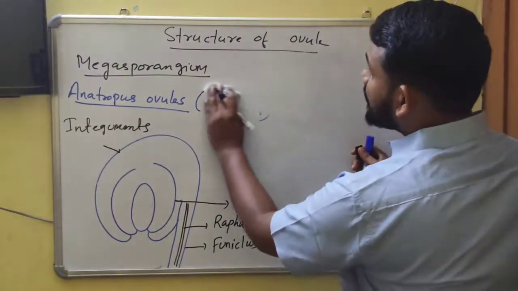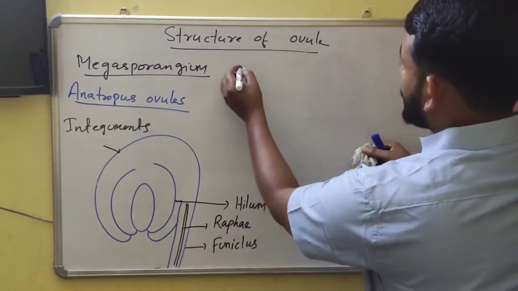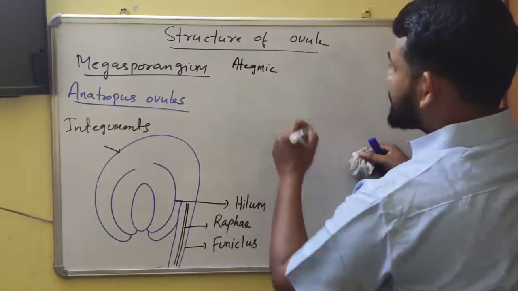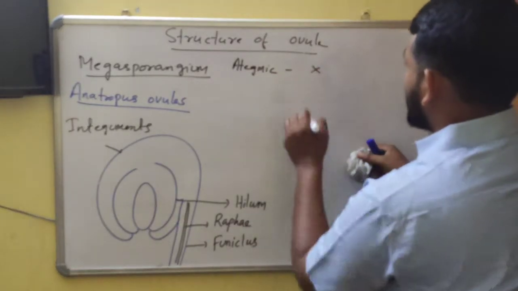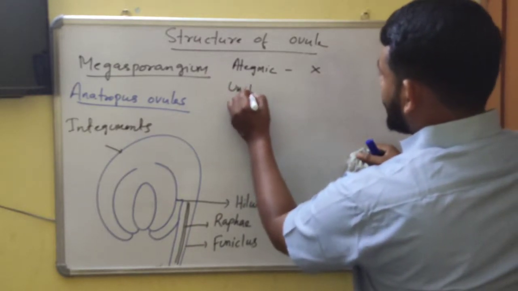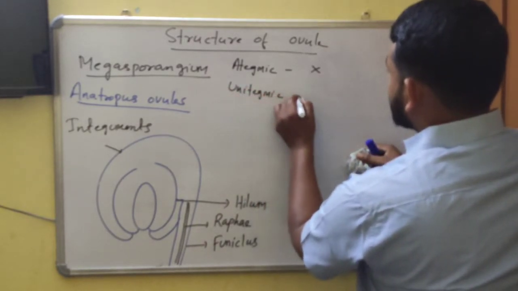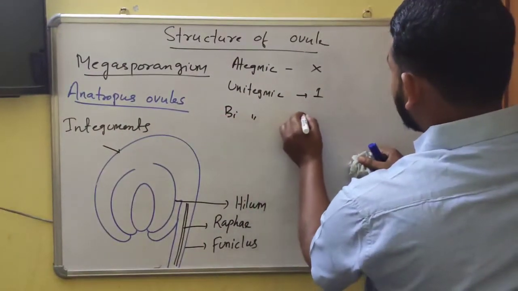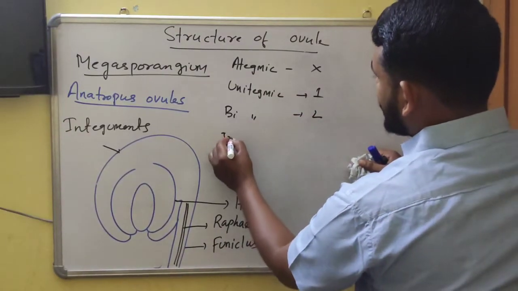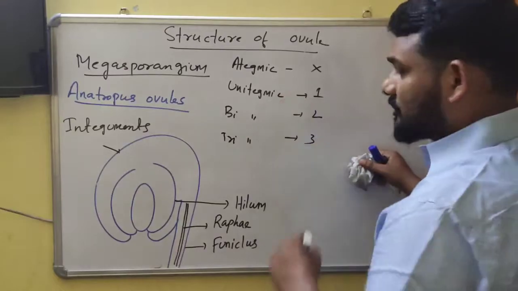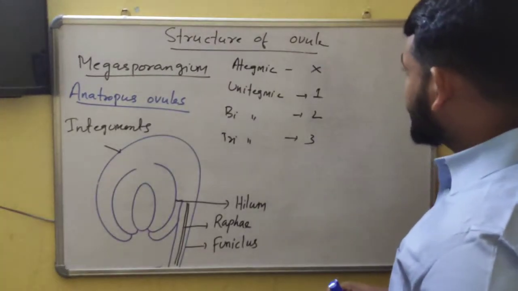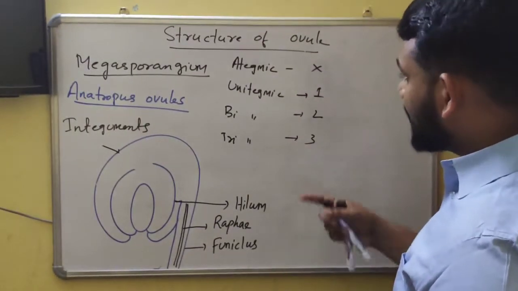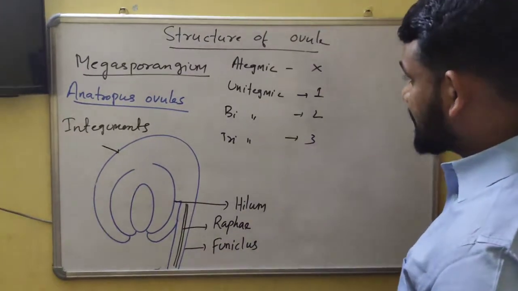Depending on the number of integuments, the angiospermic ovule is of different types. Some ovules are called ategmic, meaning integuments are absent. Some are called unitegmic, meaning the ovule has only one integument. Some are called bitegmic, with two integuments, and some are called tritegmic, with three integuments. So depending on the number of integuments, ovules are ategmic, unitegmic, bitegmic and tritegmic.